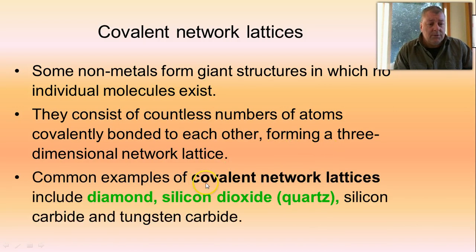But the most common examples of these covalent network lattices are diamond, silicon dioxide, sometimes known as quartz, silicon carbide and tungsten carbide. Now, why are these two highlighted? Because they're the main two that you're going to encounter. Either they're named in questions or you're given the properties of these two, but they're not named, but you need to recognize them. So we're going to look a little bit closer at diamond, and we'll also look at silicon dioxide a bit more. But what we learn about those two are the properties of covalent network lattices altogether.